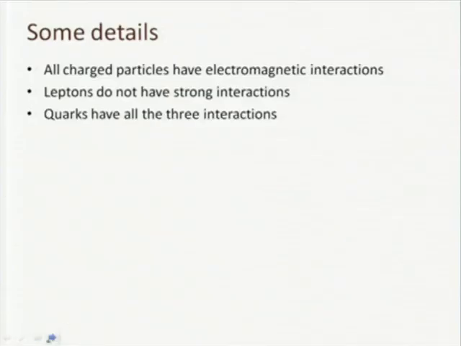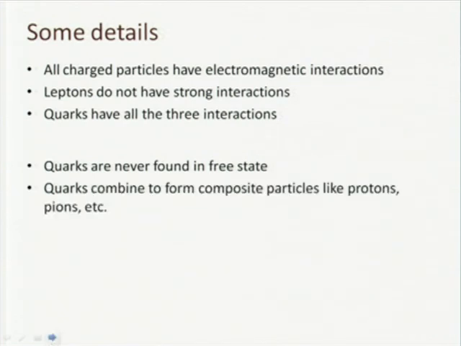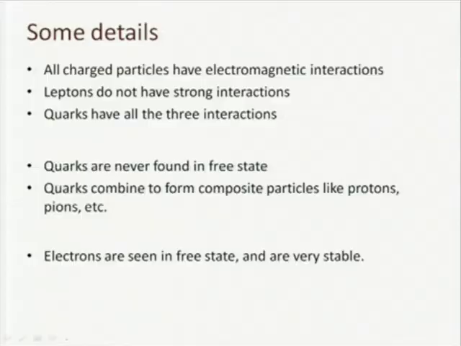That is fine. And then when W minus decays, one of the final products is an electron having a charge of minus 1 and the other one is neutral. So, charge is again preserved, no problem. Alright, so these are some of the things that we said earlier. Quarks have all the three interactions, and quarks are never found in free state. Quarks are always combined to form a composite particle.